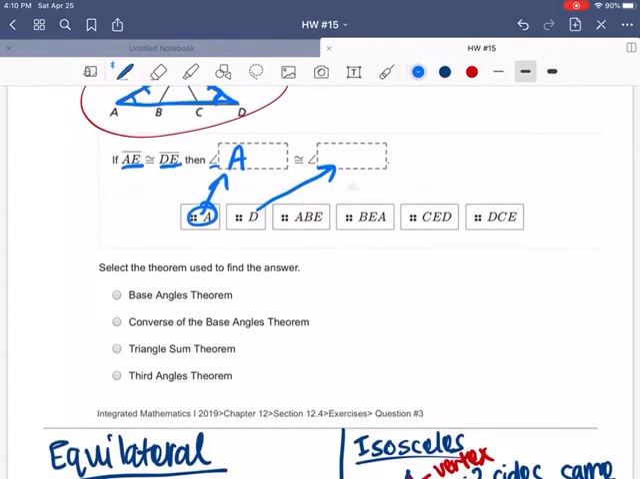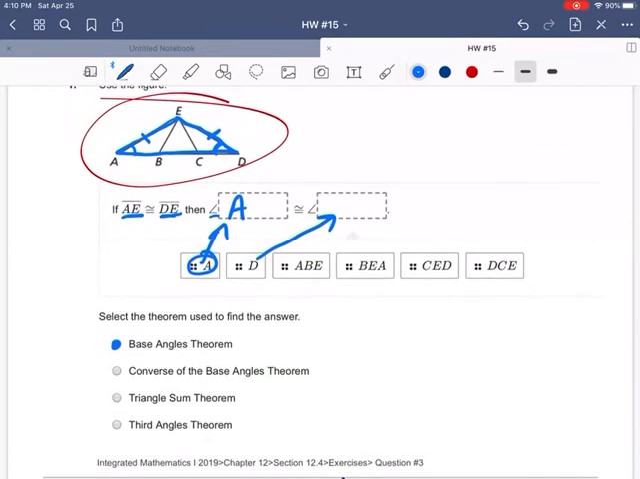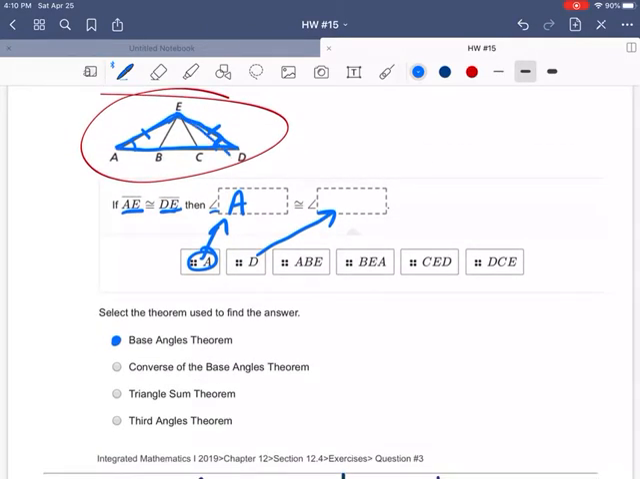Okay, then you need to figure out which one we use. We use the base angle theorem. The base angle theorem is the one that says that if the sides of an isosceles triangle are the same, then so are the base angles.